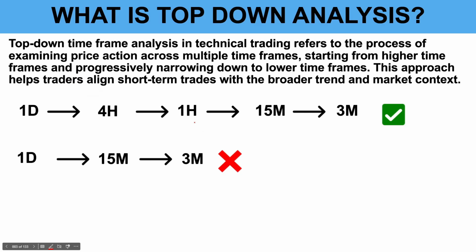A way which we shouldn't be doing top-down analysis is where we make big jumps in between the time frames, and so the information from this time frame isn't completely relevant to this time frame.